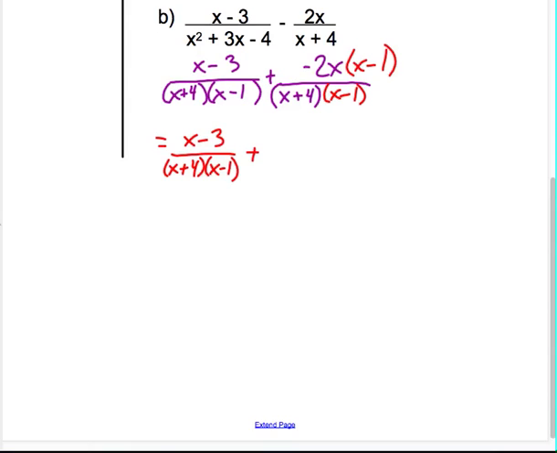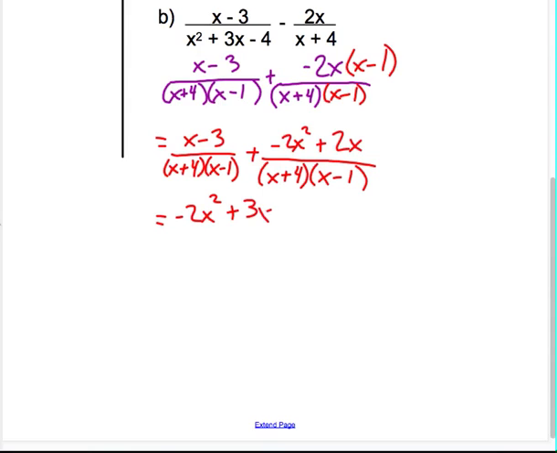I'm going to distribute in the numerator on the second one, so I've got negative 2x squared plus 2x all over x plus 4, x minus 1. And then I'll combine like terms in the numerator. So I've got negative 2x squared plus 3x minus 3 all over x plus 4, x minus 1.